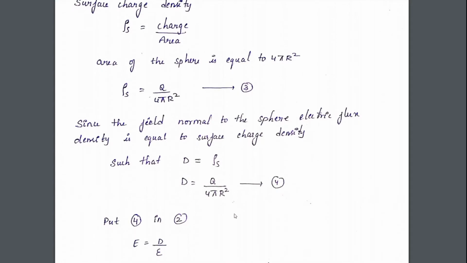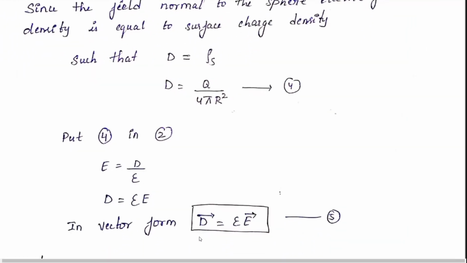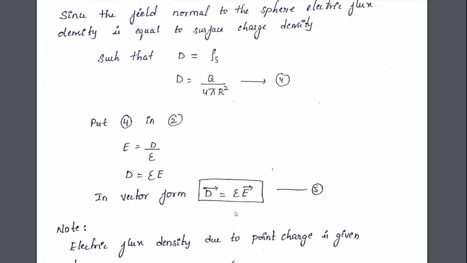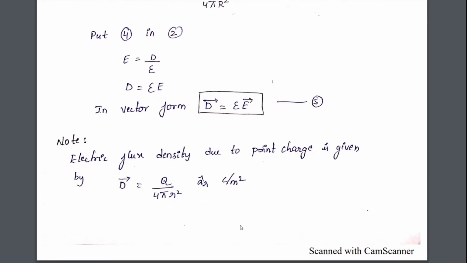After calculating E and D for the sphere, you can substitute 4 in equation 2. So if you substitute 4, what happens here? Q by 4 pi R square will become D divided by epsilon. So cross multiply, you get D is equal to epsilon into E. Since D and E are vector quantities, you can represent it as vector D equal to epsilon into E vector. So equation 5 gives the relationship between flux density and field intensity.